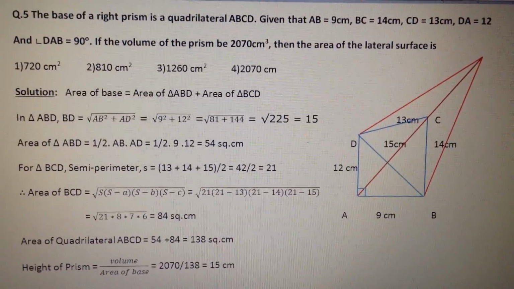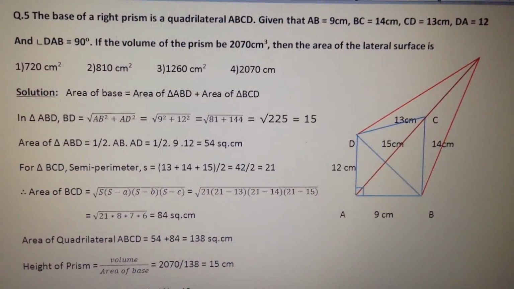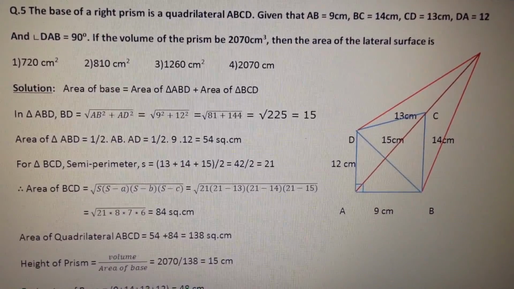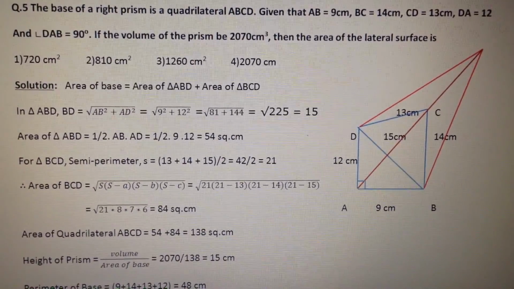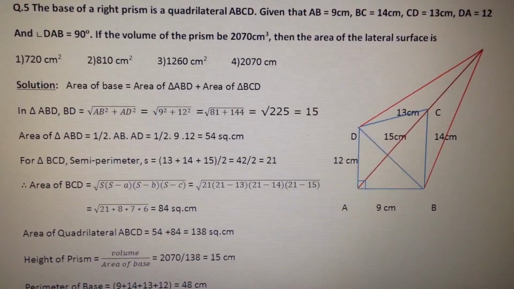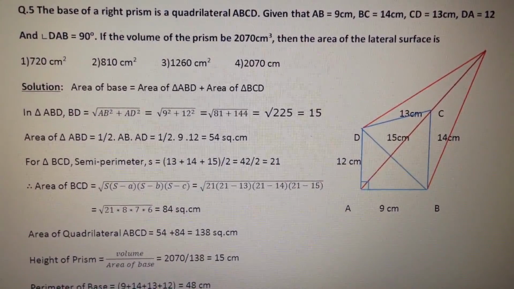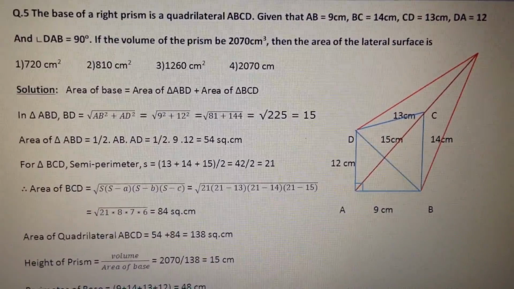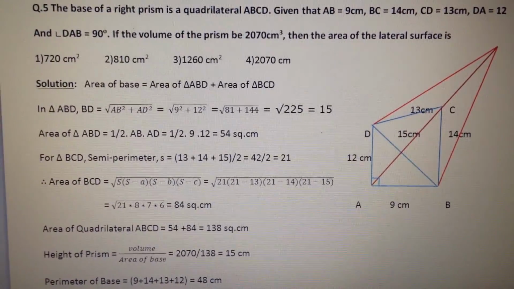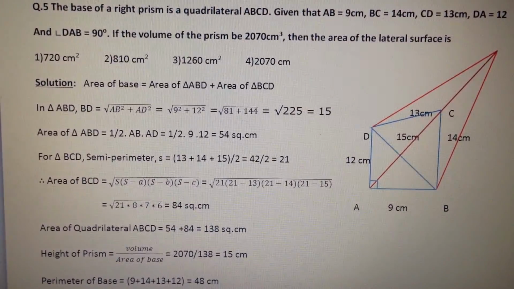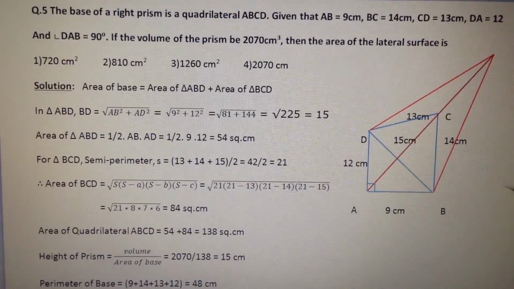Now here is the diagram with the pyramid, the right prism. Now ABCD is the quadrilateral, which is the base. Now let us join the side BD. So we get two triangles here. Now DAB is a right angle triangle, which is already given in the question. Now we are also given the sides. Now area of the base is equal to area of triangle ABD plus area of triangle BCD.